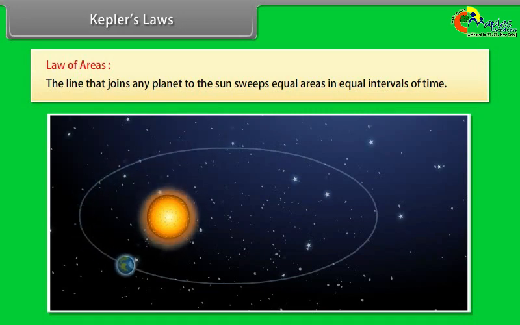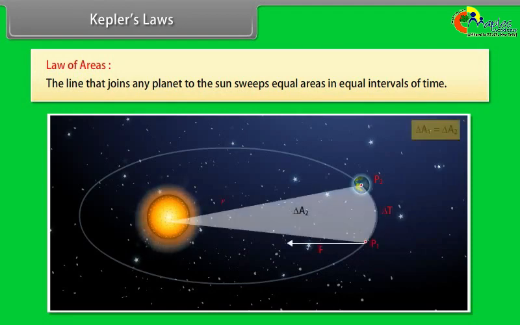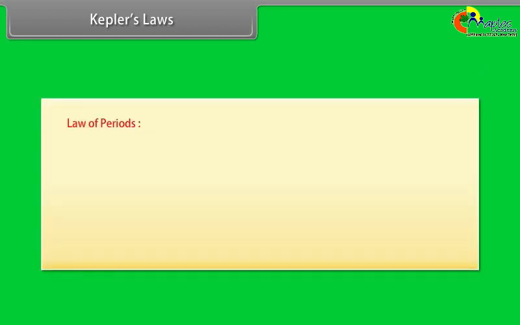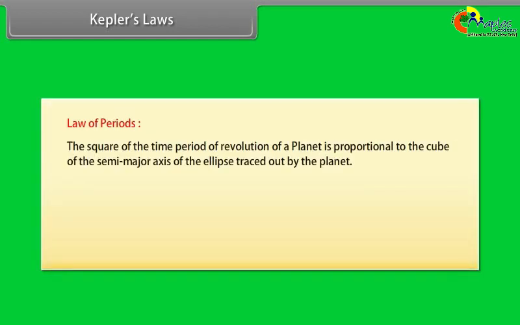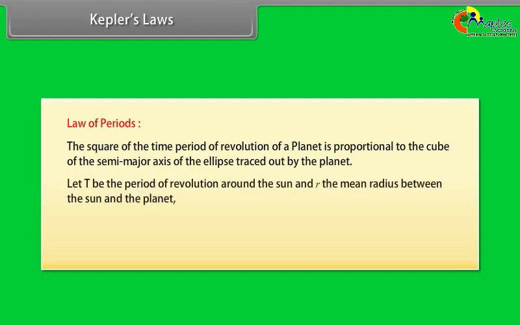This law comes from the observation that planets appear to move slower when they are farther from the Sun than when they are nearer. Law of periods. The square of the time period of revolution of a planet is proportional to the cube of the semi-major axis of the ellipse traced out by the planet. Let T be the period of revolution around the Sun and r the mean radius between the Sun and the planet. T square is directly proportional to r cube. T square is equal to k r cube.